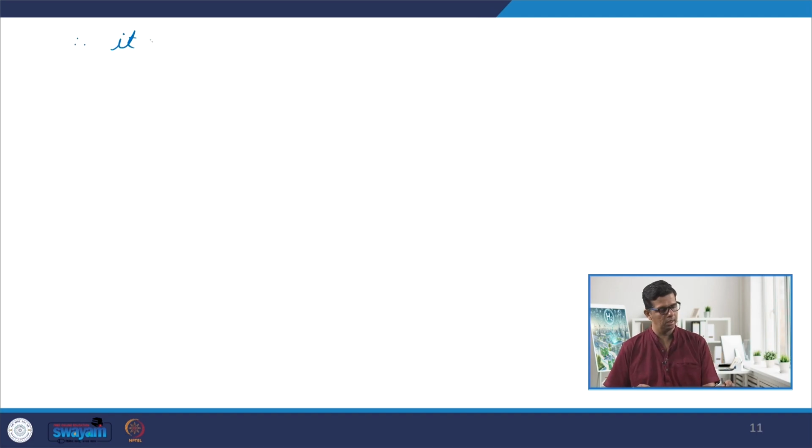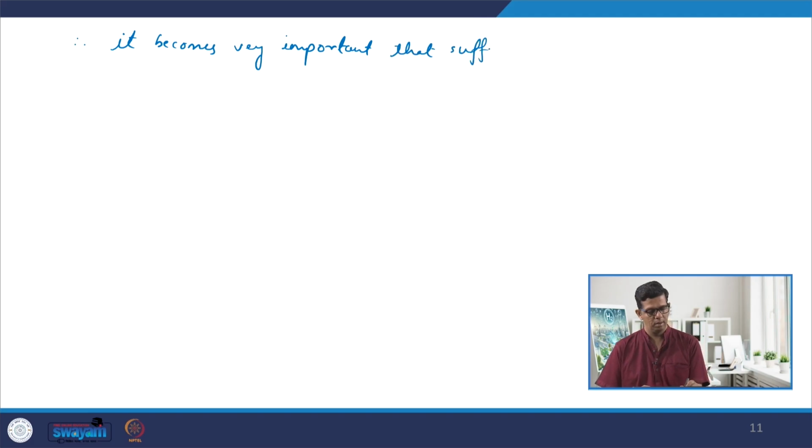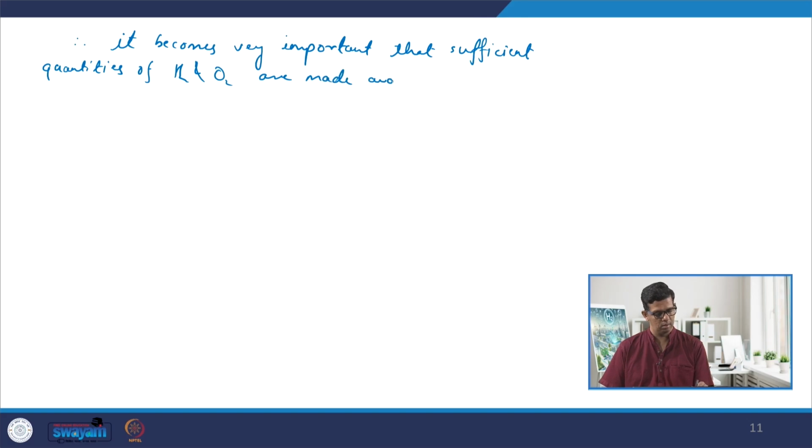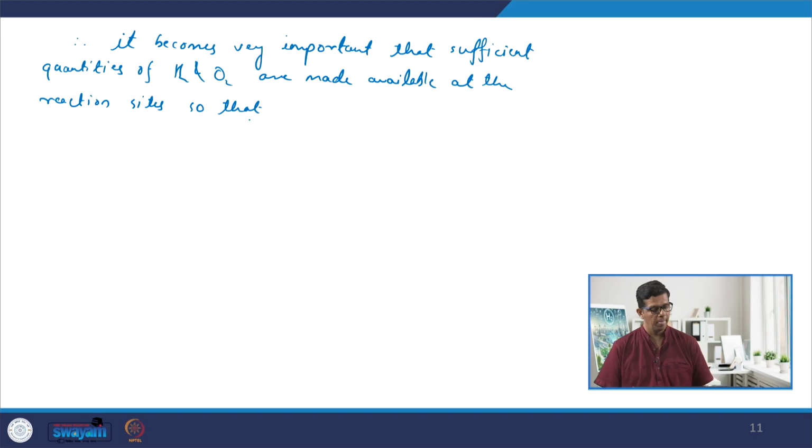Therefore, it becomes very important that sufficient quantities of hydrogen and oxygen are made available at the reaction sites, so that what happens if the fuel cell is not supplied with enough quantity of this hydrogen oxygen, it basically leads to fuel cell starvation. So that the fuel cell does not starve.